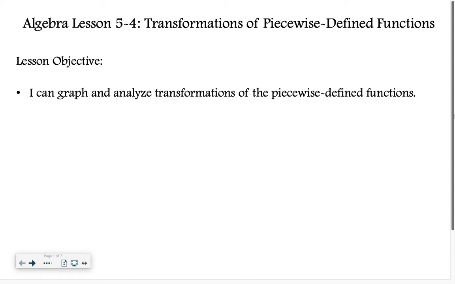Hello class, welcome to Algebra Lesson 5.4, which is all about transformations of piecewise-defined functions. By the end of this lesson, you should be able to graph and analyze transformations of the piecewise-defined functions.